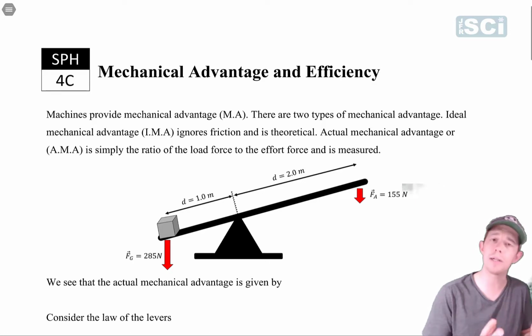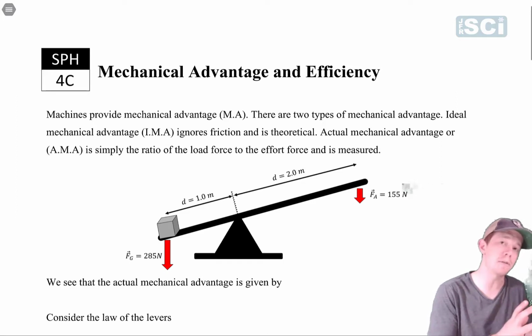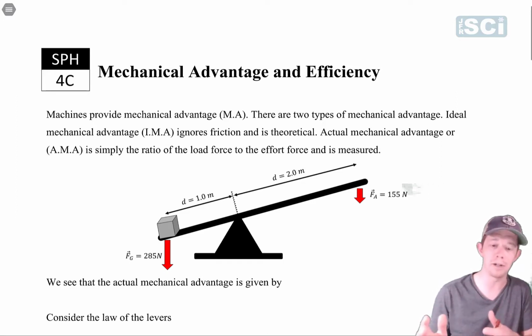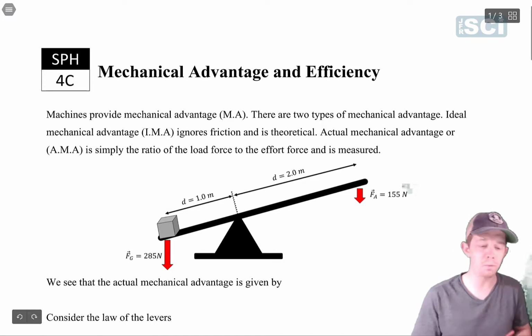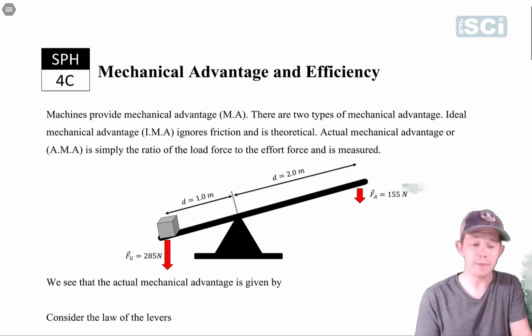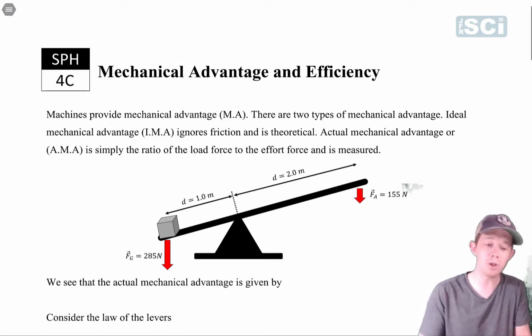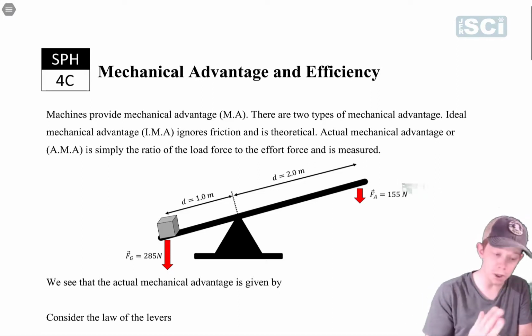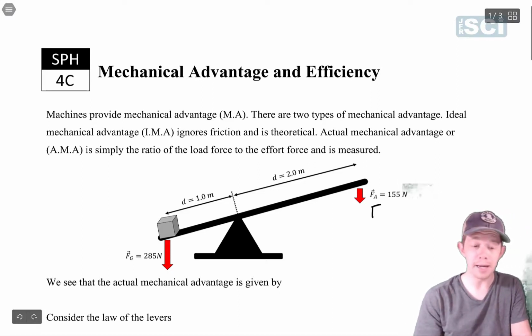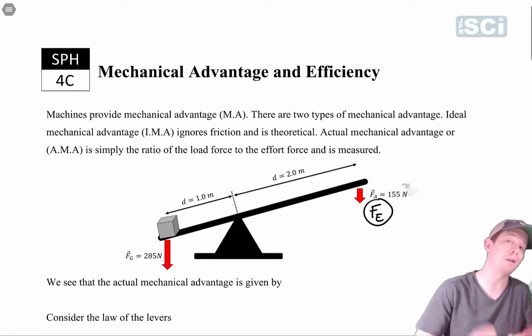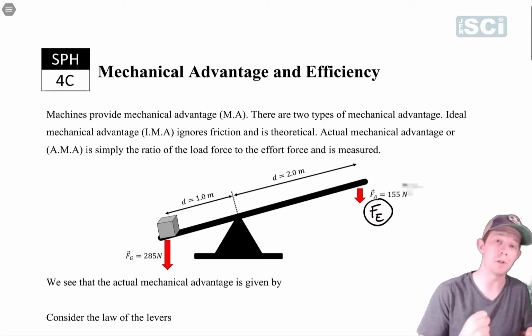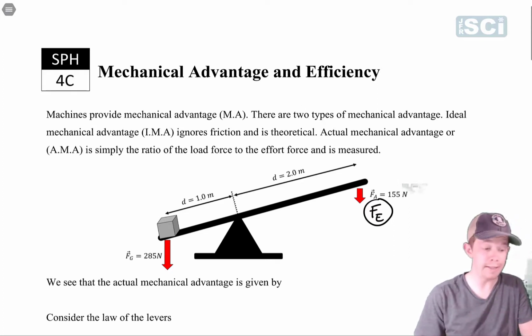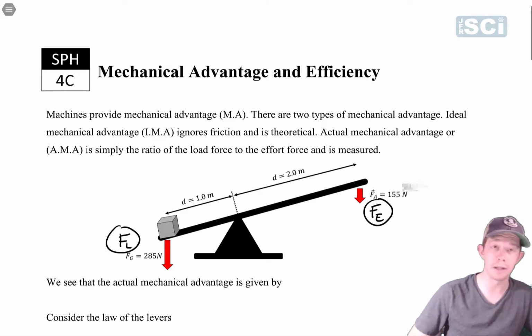Okay, so we'll start by looking at the lever. The lever will help us define what we mean by ideal mechanical advantage and actual mechanical advantage. Okay, so if we were to look at this lever, the applied force that I'm pushing down on the right-hand side of my teeter-totter with would be my effort force. That would be the force that I'm applying onto my lever to try to move a load. In this case, my load is the force of gravity acting on this box on the left-hand side of my page.